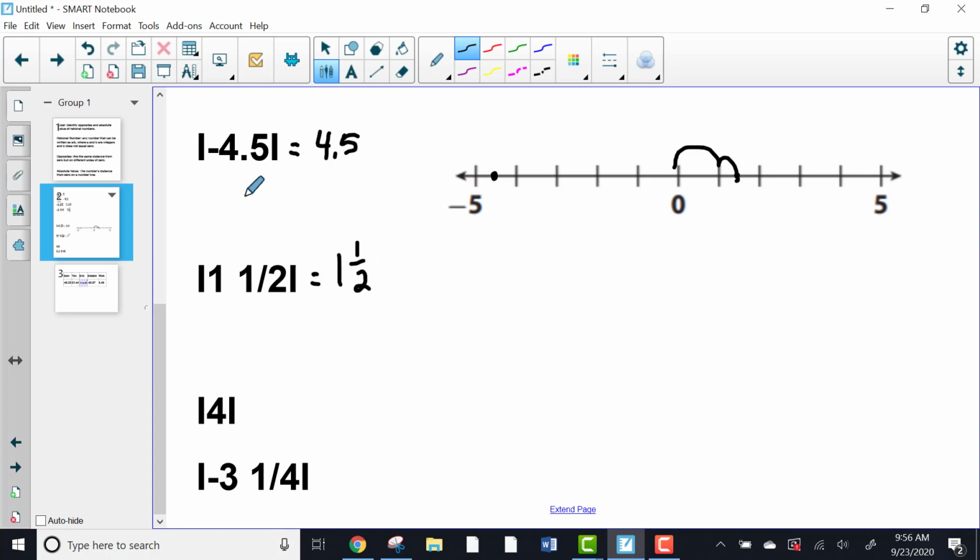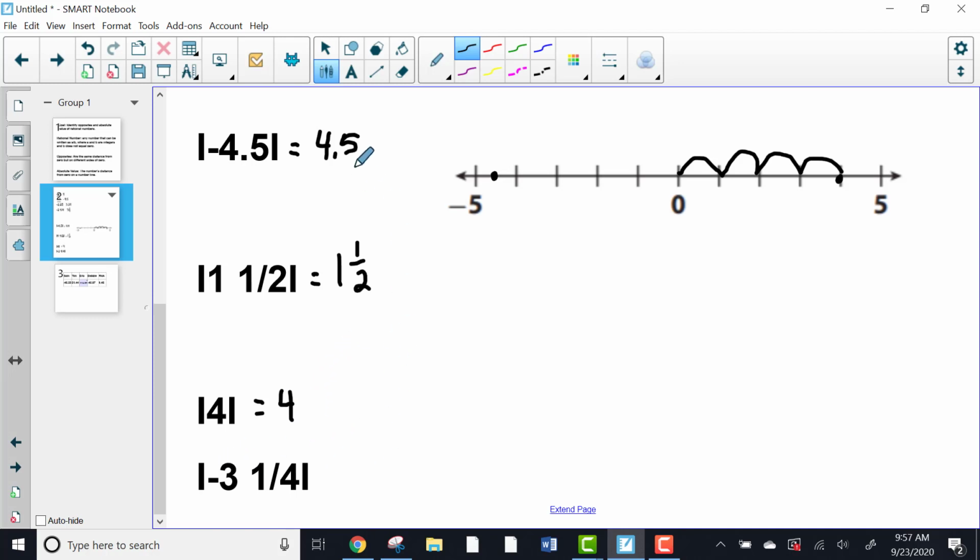And remember, whenever you see those lines, a line in front and a line in back of the number, that means they're asking for absolute value. Okay, so don't be confused by that. I'm going to erase this, and let's take a look at absolute value of positive 4. I can plot my point right here, and I can see 1, 2, 3, 4 units away from 0 on a number line. So absolute value of positive 4 is positive 4.